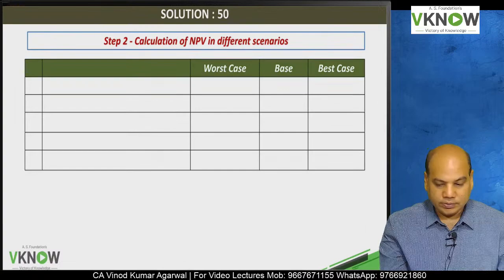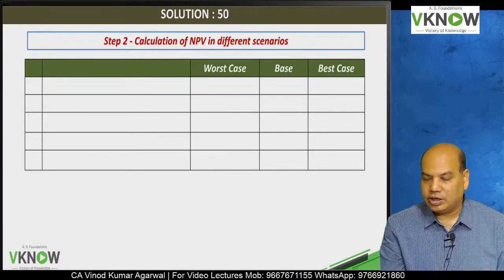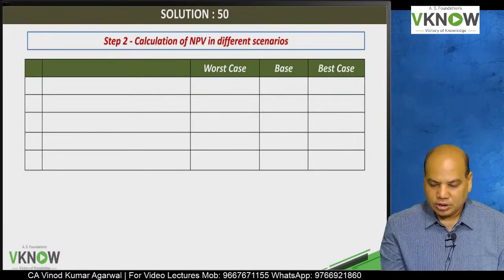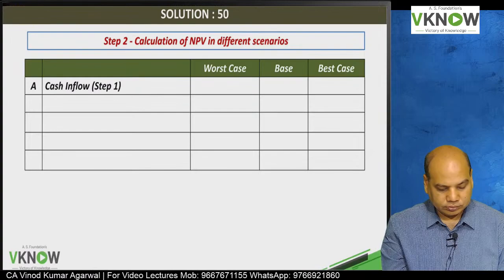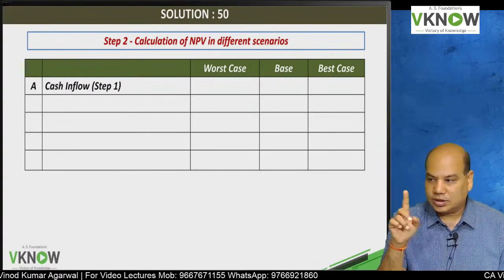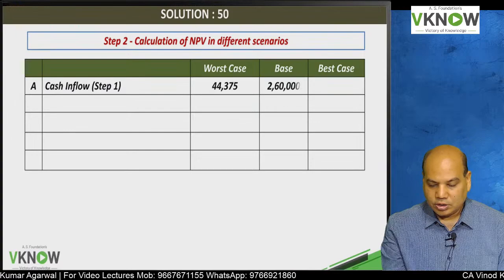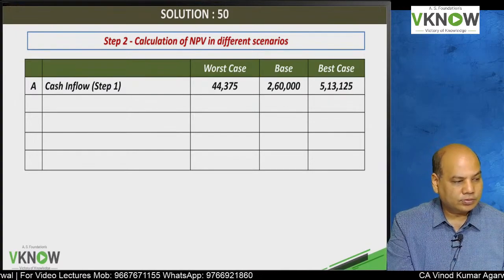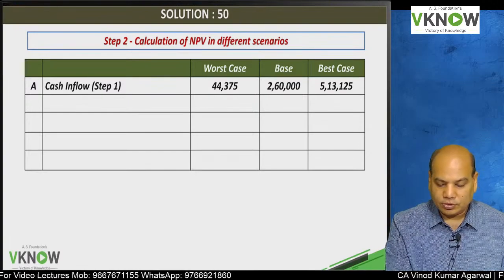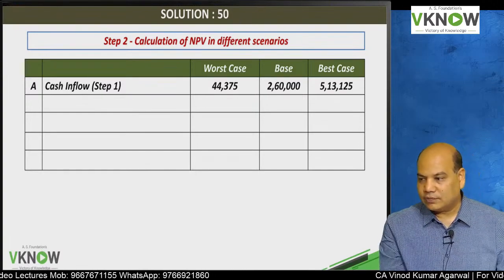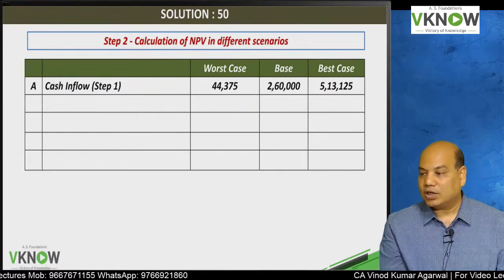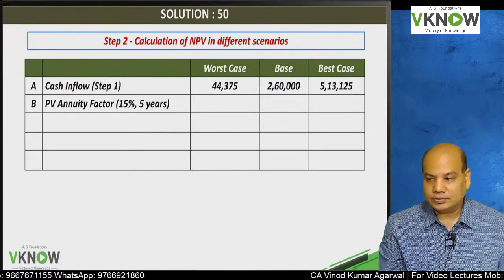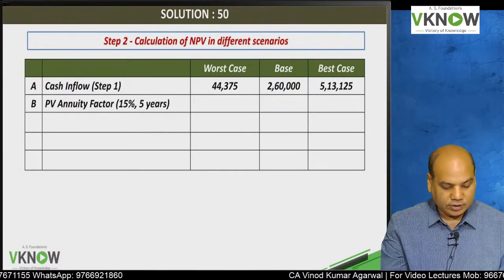Now write down the next line. Calculation of NPV in different scenarios. Under that 3 columns, worst case, base case, best case NPV. Cash inflow, go to step 1. 44,375, 2,60,000, 5,13,125. Then PV annuity factor 15%, 5 years.